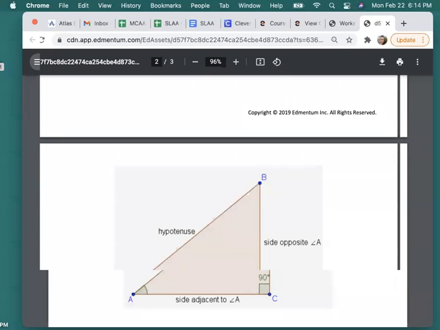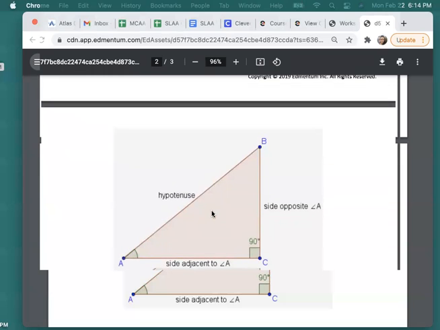This is Geometry B. I am going to go over trigonometric ratios. That's a weird word, trigonometric, like trigonometry, which is one of the first lessons in Geometry B. So this will be a really quick video on what the different trigonometric ratios are.